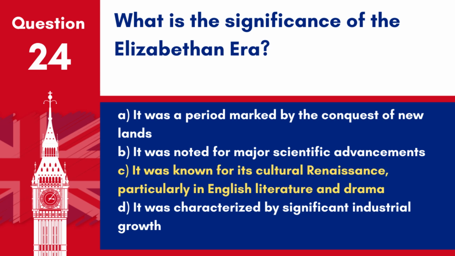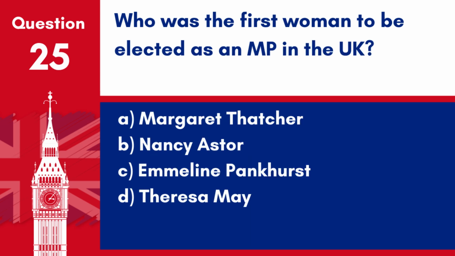Answer C. It was known for its cultural renaissance, particularly in English literature and drama. The Elizabethan era, named after Queen Elizabeth I, was marked by a flourishing of English culture, especially noticeable in the drama of Shakespeare and many others. Question 25. Who was the first woman to be elected as an MP in the UK?